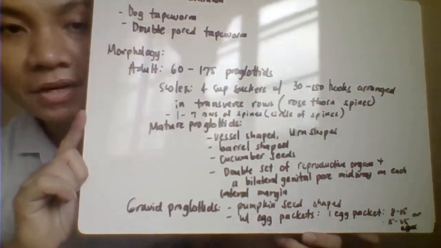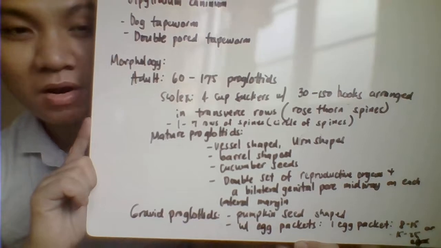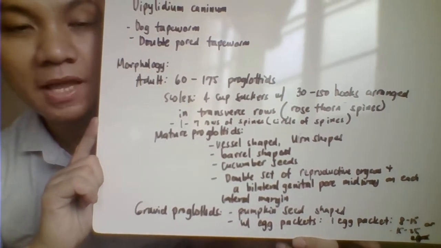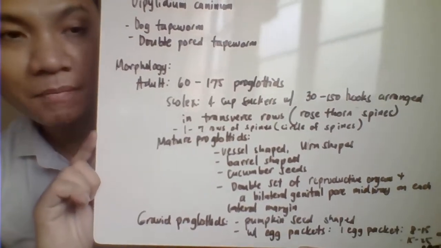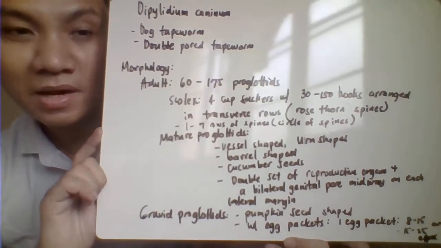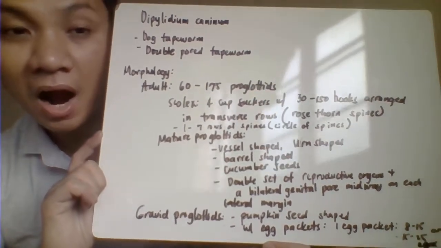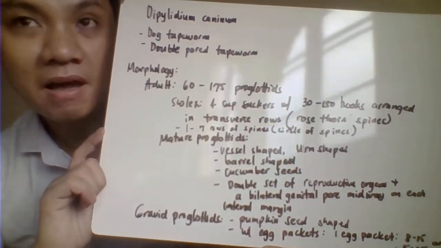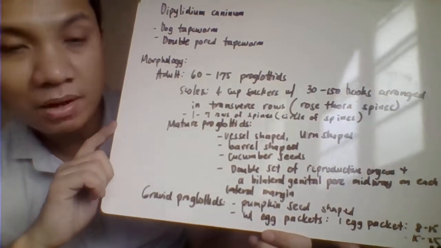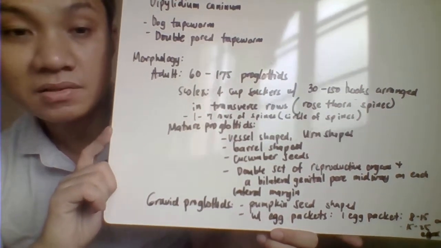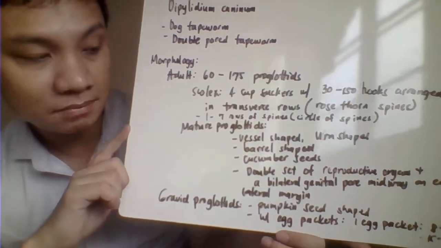Okay, the next one, we have your Dipylidium caninum. Caninum is your dog, so it's also called your dog tapeworm. Another name for this one is your double pore tapeworm because it has two sets of reproductive organs. For the morphology, the adult would have 60 to 175 proglottids, and the scolex would have 4 cup suckers, armed. This is an armed rostellum, armed with rose thorn spines, approximately 30 to 150 spines in transverse rows. We could also have 1 to 7 rose thorn spines in circles.